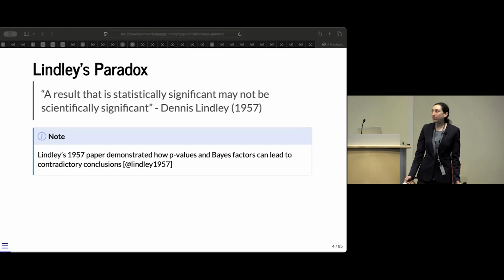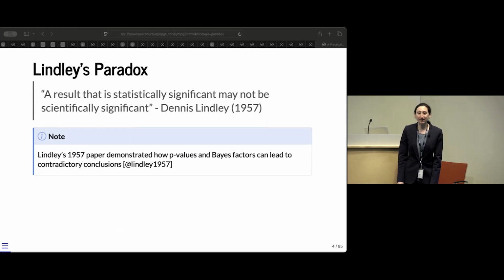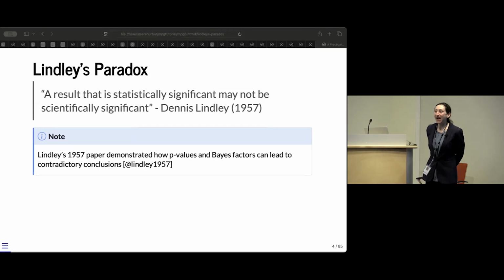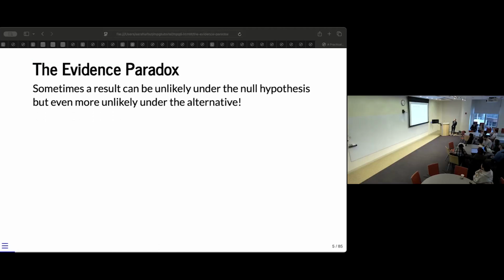All right, so the p-value paradox. What is a p-value is the question for the audience. Does anyone want to answer? Okay, we don't have to. That's okay. It's early. It's the probability of seeing a statistic as or more extreme, given that the null is true. It doesn't say anything about the alternative.